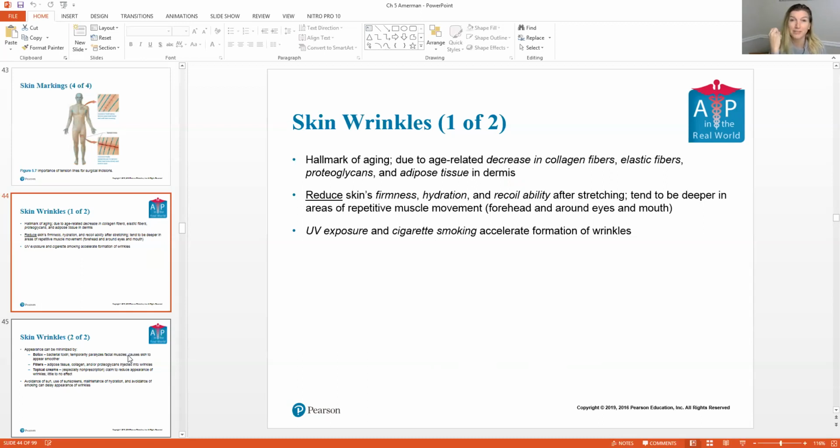UV exposure and cigarette smoke are the other two major contributors to the aging process and the wrinkling process. And you know this if you've ever seen someone who's been tanning a lot or is out in the sun a lot, their skin is very leathery and saggy, and same thing with someone who is a smoker versus a non-smoker. It's kind of interesting. We talked about twins a few slides ago. There have been a lot of twin studies done in separate environmental conditions where they have the exact same genetics, but one was a smoker and one was not, and to see the difference in aging, it is phenomenal.